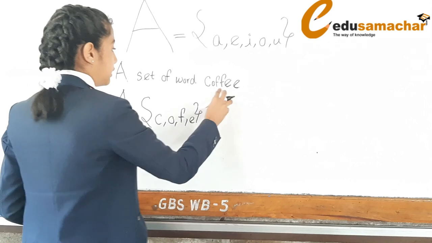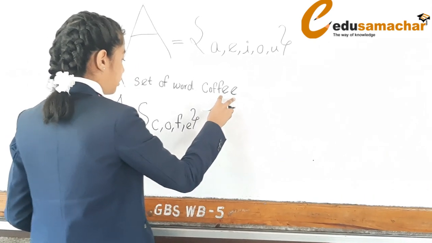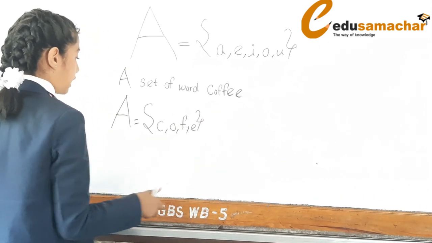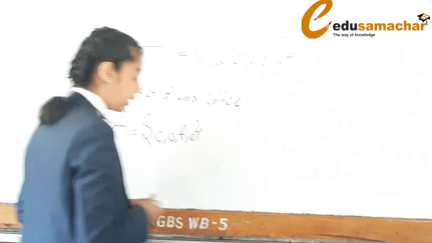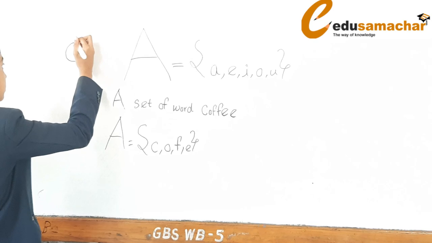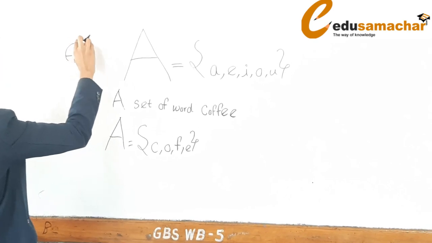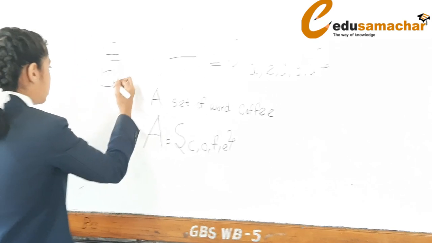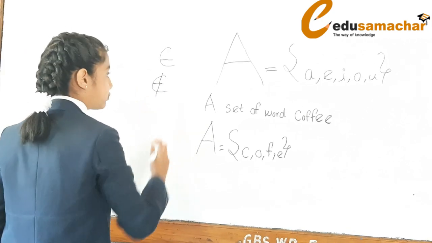So these words are already repeated, so we write them only once. There are two signs: one is belongs to and the other is doesn't belong to.